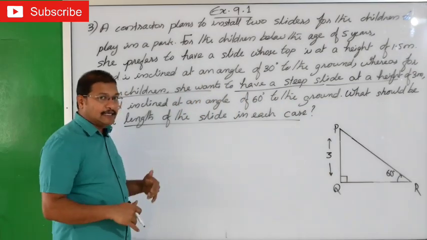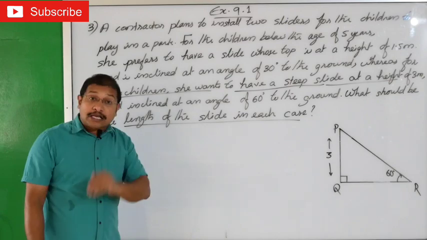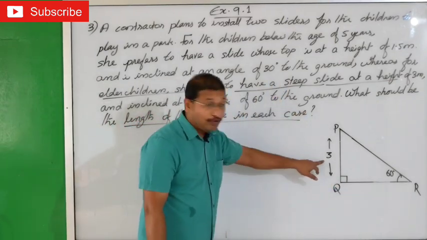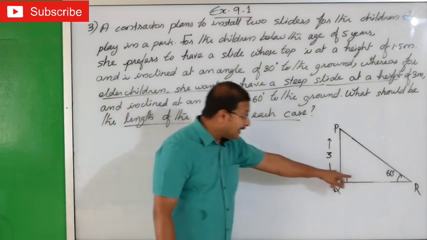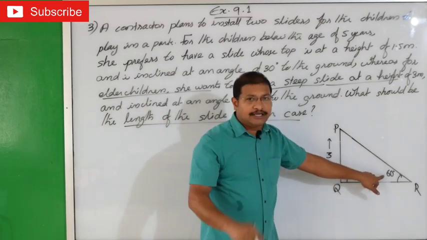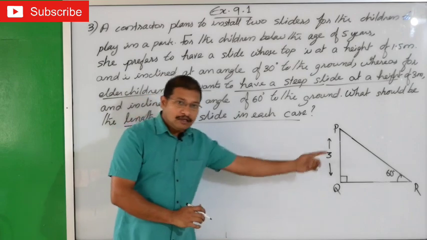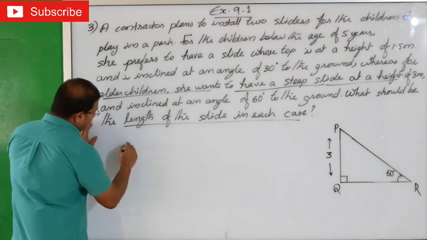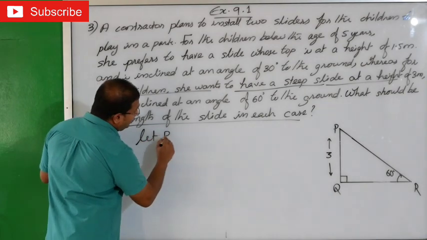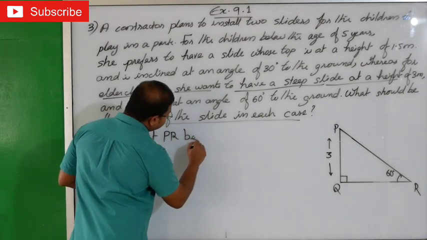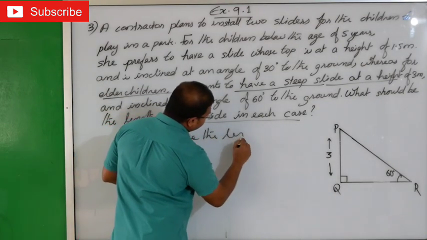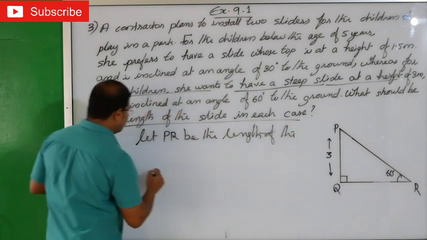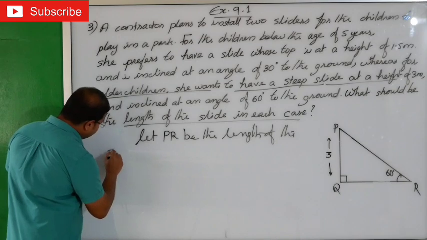Ready? Let us see the second condition. She wants to make a slide which should be a little more steep, and of course the height is given, 3, and which makes an angle to the ground of 60 degree. So we want to find out the length of the slide. Let PR be the length of the second slide.